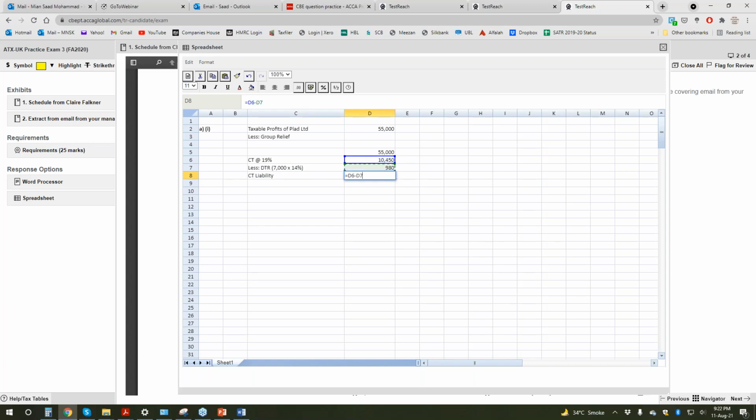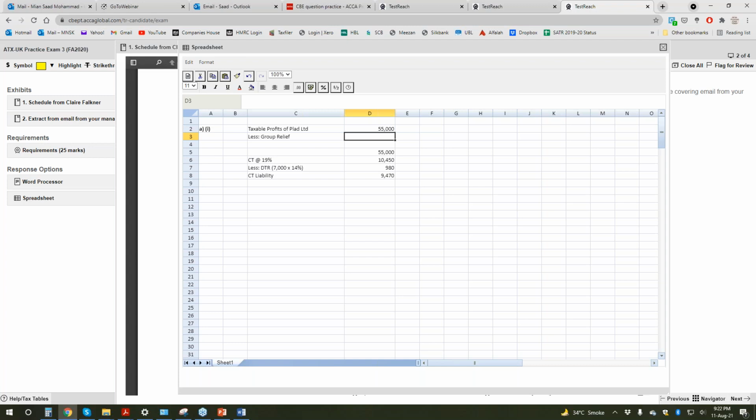So the CT liability will be this amount minus this amount. In the absence of group relief, whenever I post group relief here, the answer will automatically be updated. For example, I know the correct answer, so I can put the correct answer here, that is 44,230. Let's say it will automatically update itself. Okay, so that is what I'm trying to tell you as to how this works.